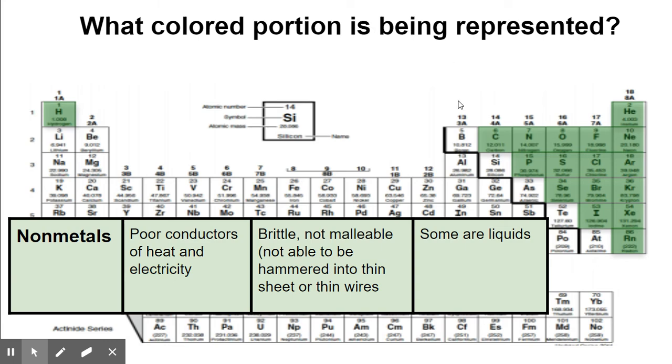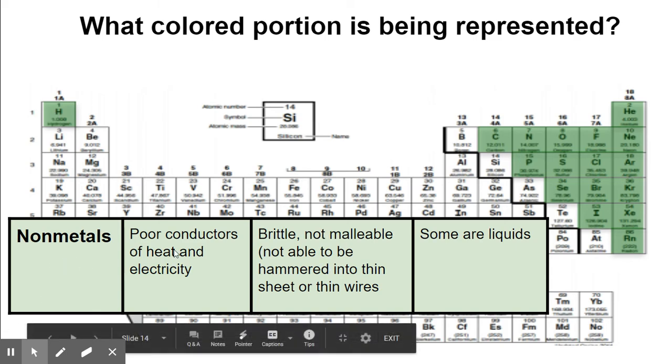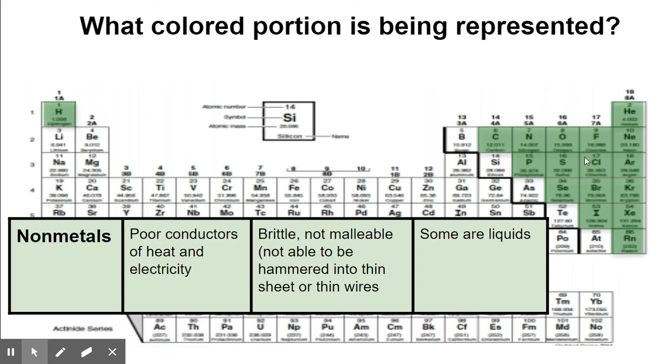So what colored portion is being represented here, also including hydrogen? These are going to be our nonmetals. They're poor conductors of heat and electricity. They're brittle, not malleable. They're not able to be hammered into thin sheets or wires. Some are liquids as well as gases.